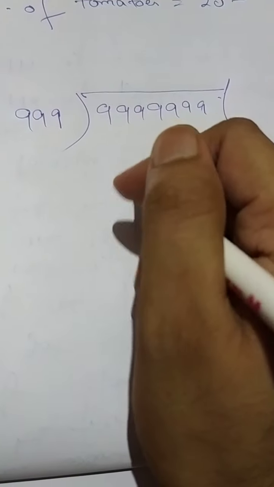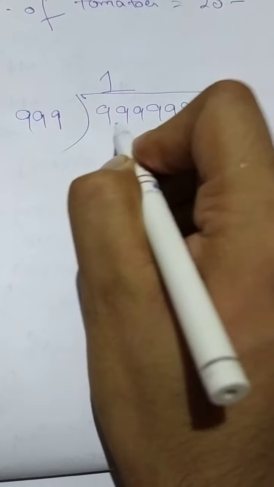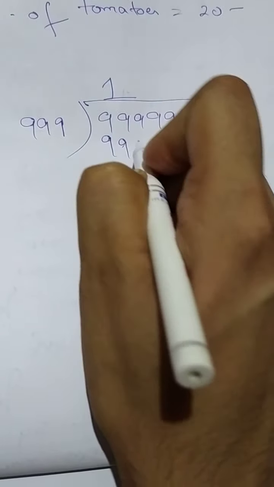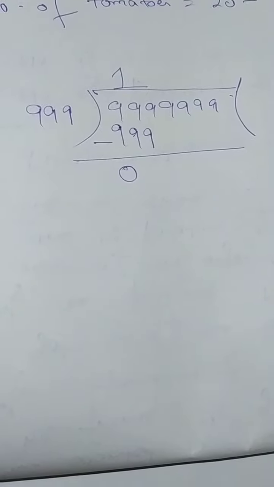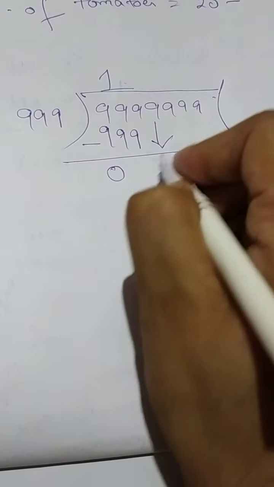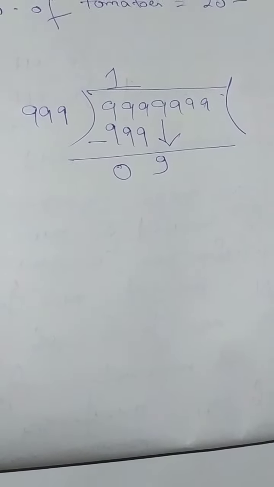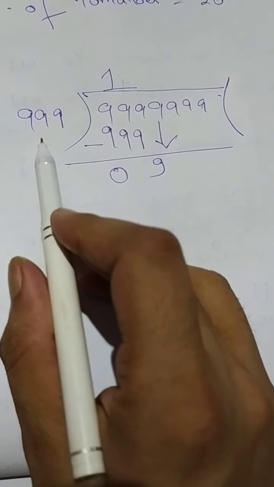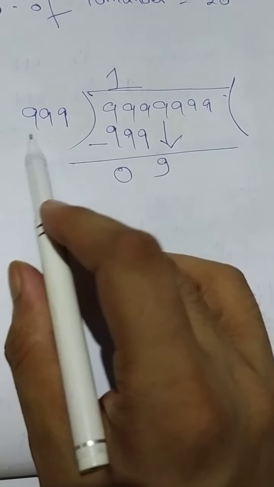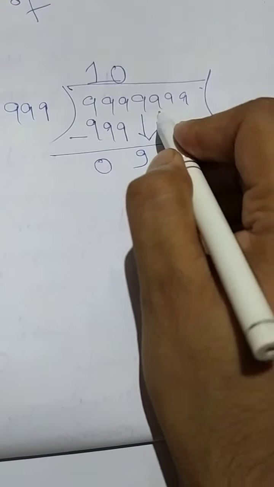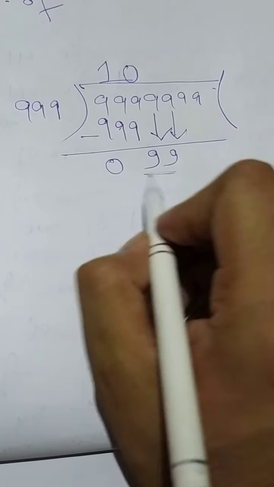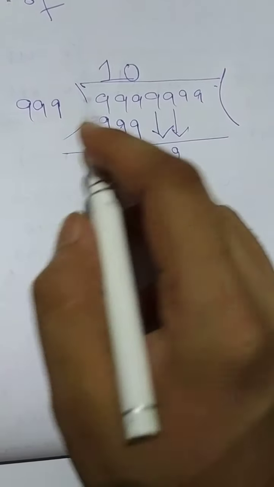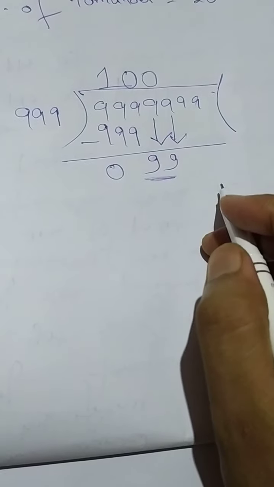So first, one time. It will come 999. Subtract, 0. Next, this 9 will come here. Now see very carefully. This 9 and here 999. So this 9 is not divisible by 999. So one 0 you have to give. Now again next 9. Now it becomes 99. Again you see 99 is not divisible by 999. So one more 0 here.